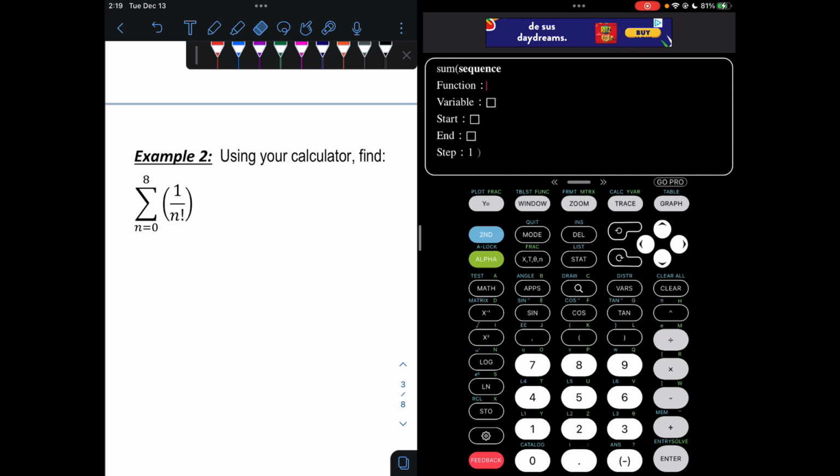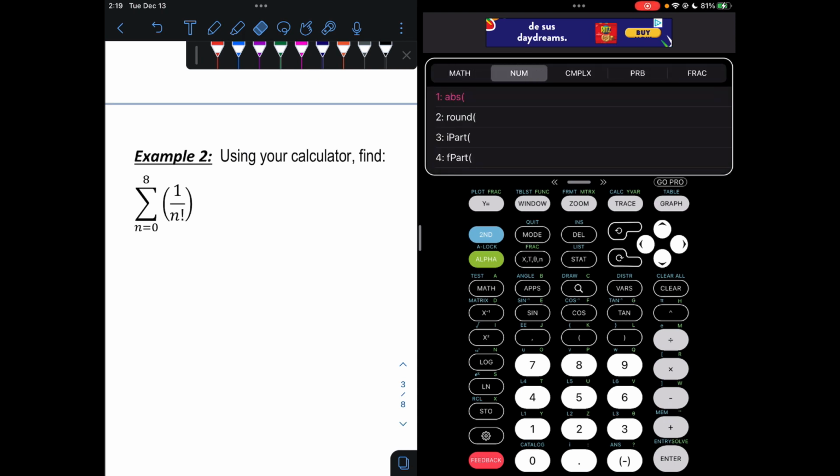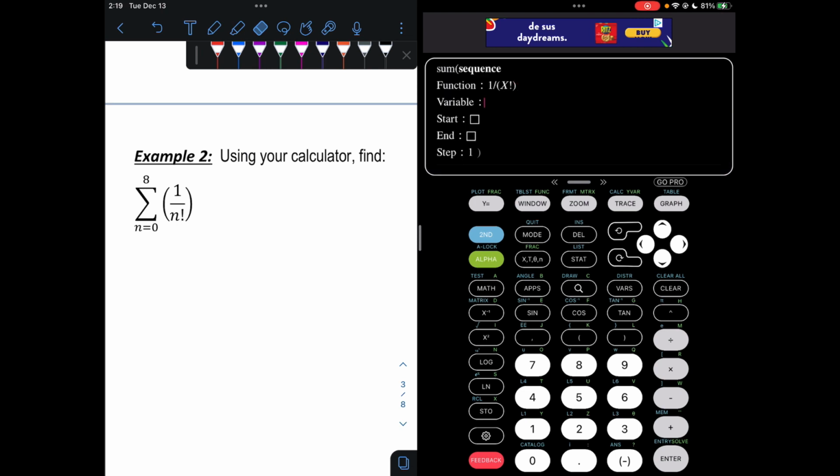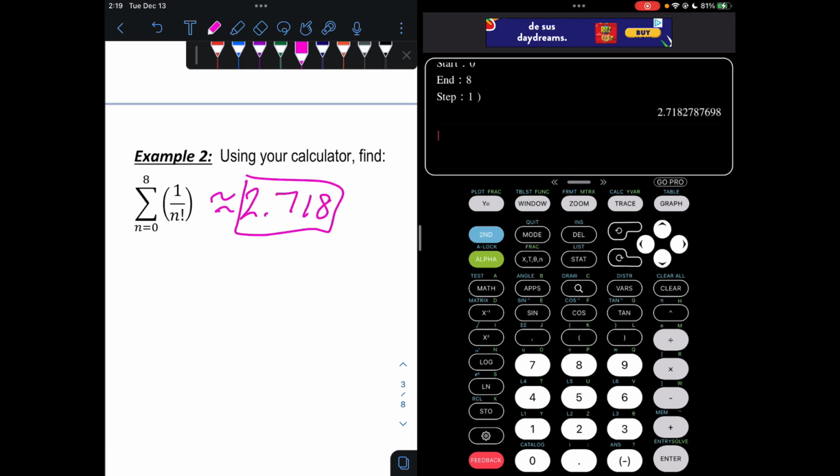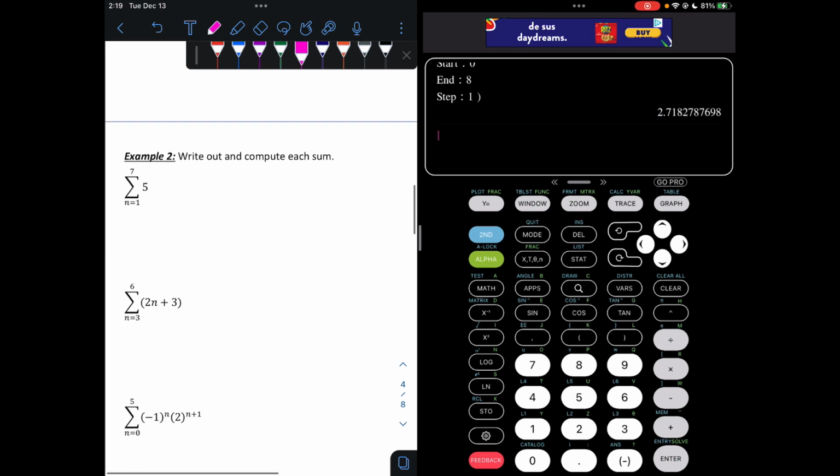And you're going to type in the function here, which is 1 divided by x factorial. So factorial is math, scroll over to probability, number 4. Our variable is x. We're going to start at 0 and we're going to end at 8. And our step is 1. And there's your answer of 2.718. Okay. We'll come back to that calculator if we need it again.